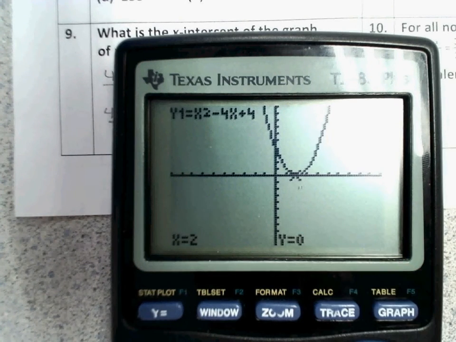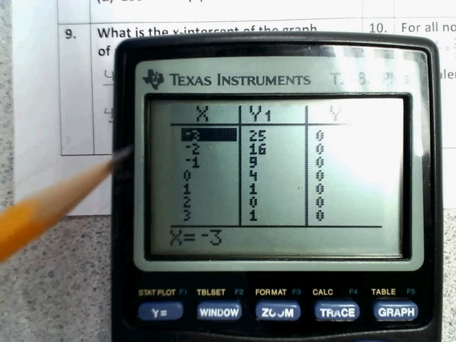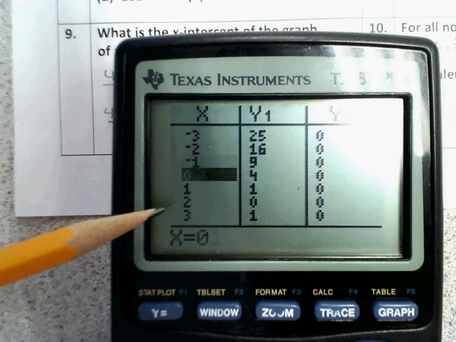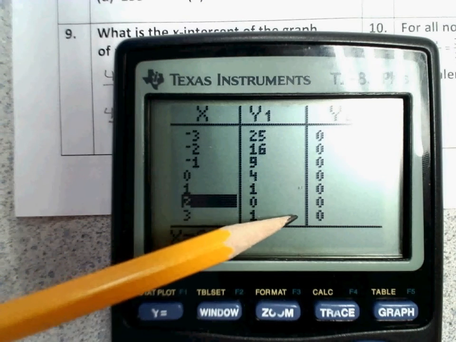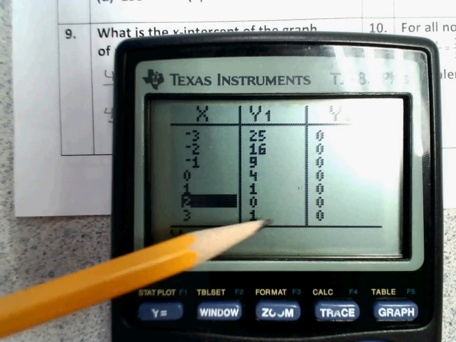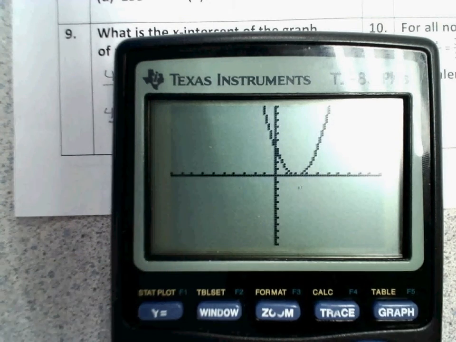the x-intercept. Another way you could do that is you could go to your table, and if you go to your table, you could come down here to where you find the x of 2 with the y of 0. Remember, we're looking for the x-intercept. That's when the y would be 0, and that's at 2. So those are 2 different ways you could do just with the calculator.